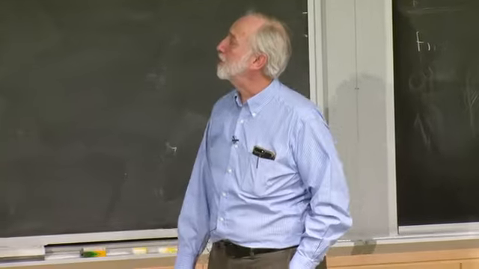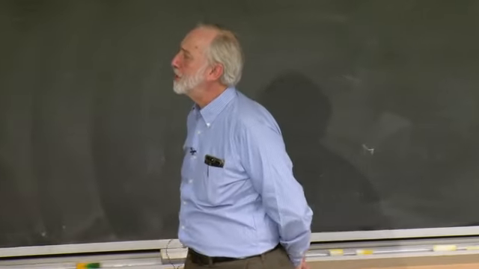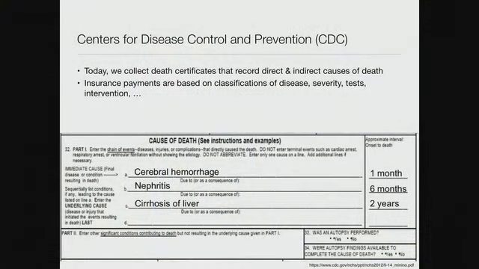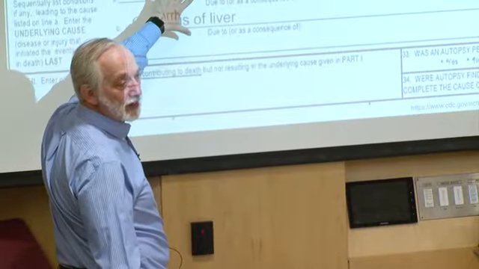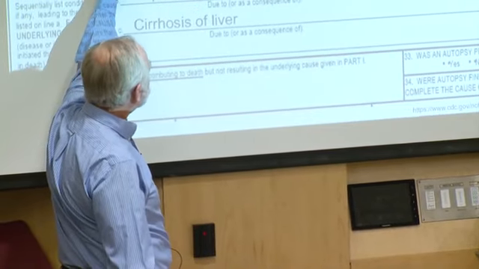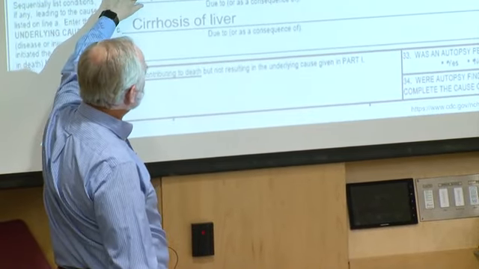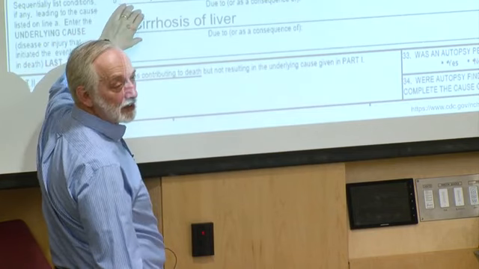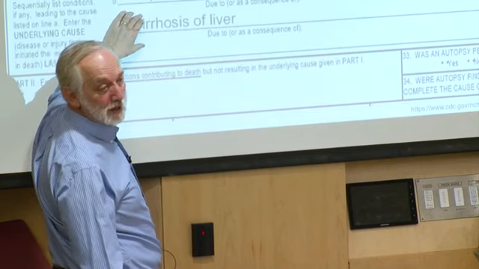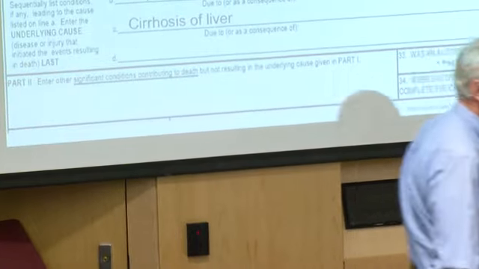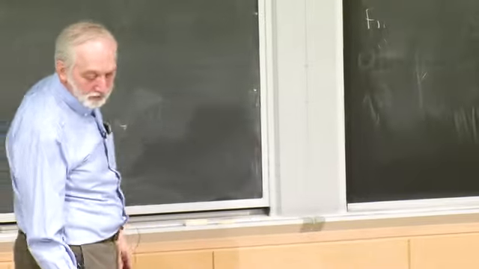And if you look at the Centers for Disease Control, CDC, they collect death certificates like this from all over the country. And so this is a person who died of a cerebral hemorrhage, which was due to nephritis, which was due to cirrhosis of the liver. And so you can use this kind of data to say, well, here's the immediate cause of death, here's sort of the proximate cause of death, and here's the underlying cause of death, right? And so this is the sort of statistical data that we now have available.